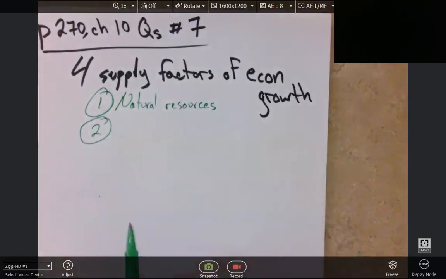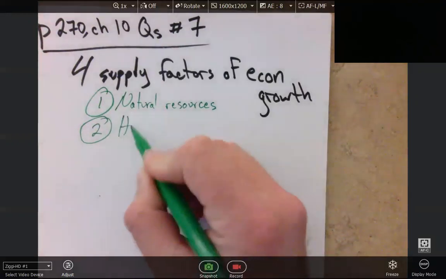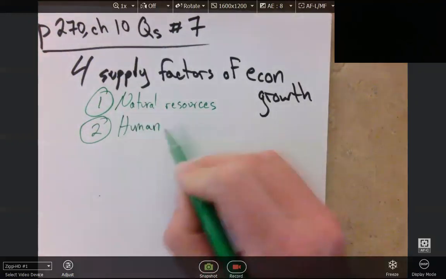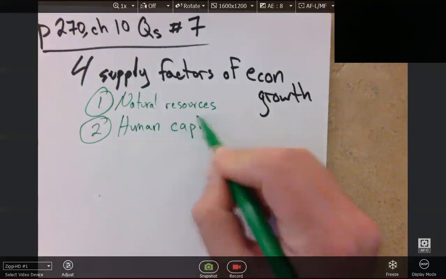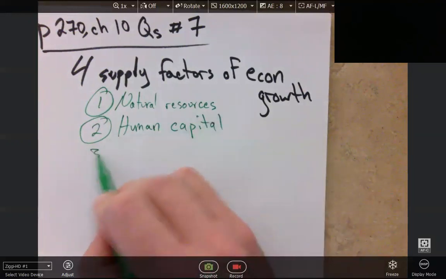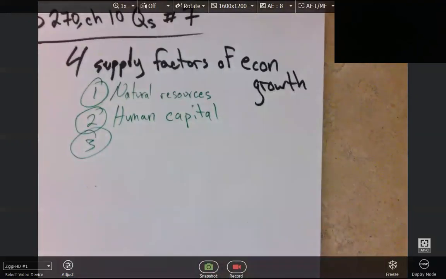What's our second supply factor, right? So, the U.S. has a lot of natural resources. That's definitely one of the large factors of our economic growth. But what's this other factor? What are we all working on right now? Human capital, education, right? So essentially the quality and quantity of human resources, right? So human capital is going to limit you.